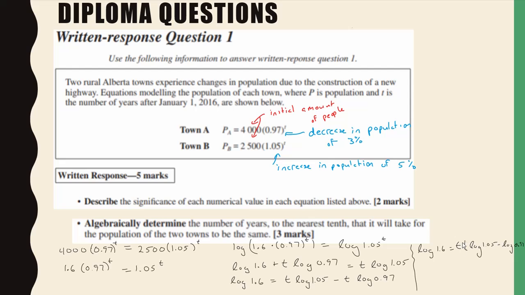Now we want to isolate t, so I'm going to divide both sides by these logs being subtracted. So I'm going to end up with t is equal to log 1.6 all over log 1.05 minus log 0.97. And when I put that into my calculator, I'm going to find out that t is equal to 5.9 years.